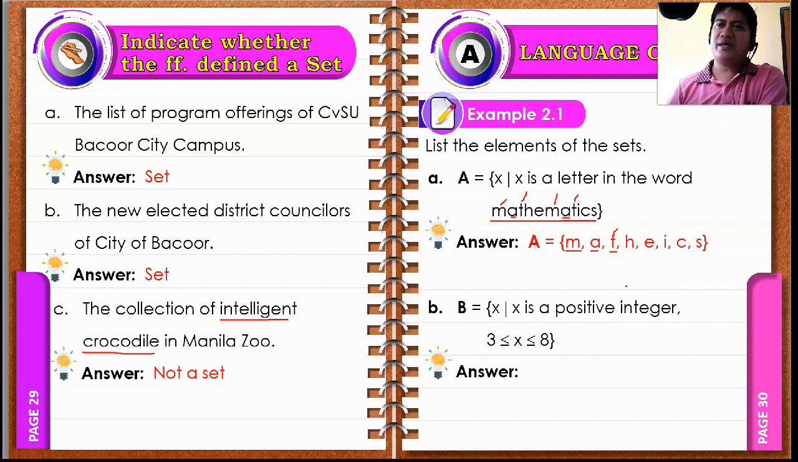Another example. We have the set B of all x such that x is a positive integer, wherein x is greater than or equal to 3 but less than or equal to 8. This time, this symbol is very important: x is greater than or equal to 3 and x is less than or equal to 8. This time, we have the equal sign. Therefore, 3 and 8 are also members of set B. So the final answer will be 3, 4, 5, 6, 7, and 8.